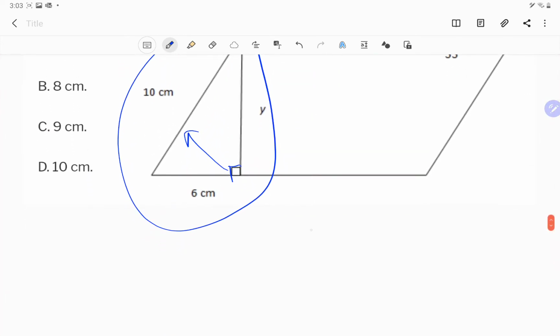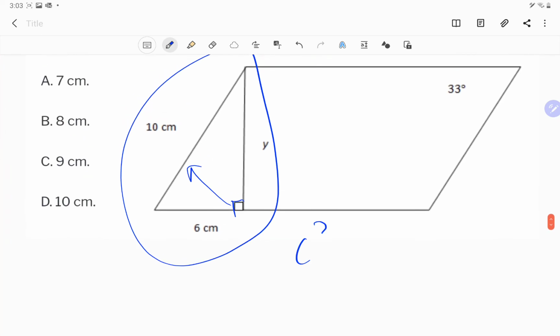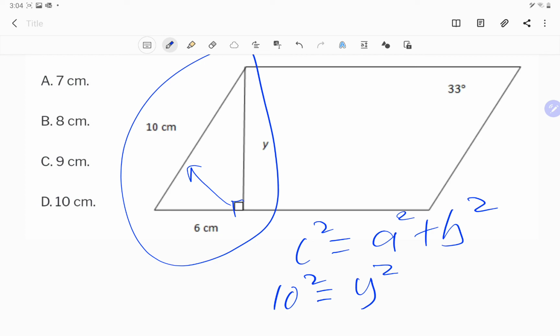Now in this case, the Pythagorean theorem says that the square of the hypotenuse is equal to the sum of the squares of the other two legs. So that means c squared is equal to a squared plus b squared. And your c is your hypotenuse. That means that is your 10. That means 10 squared is equal to, let's say your y is your a, that becomes your y squared. And then your b is your base, or the 6. So that means 6 squared.